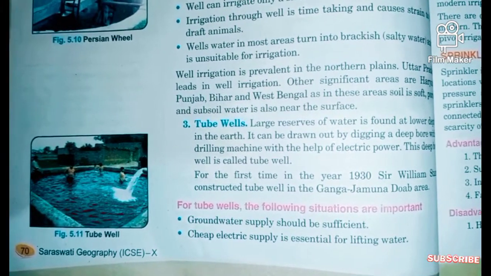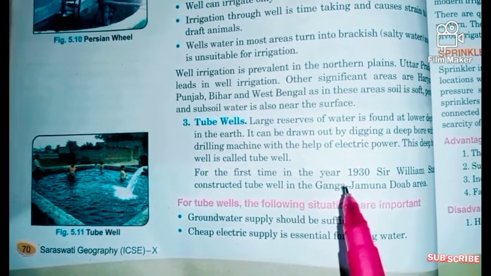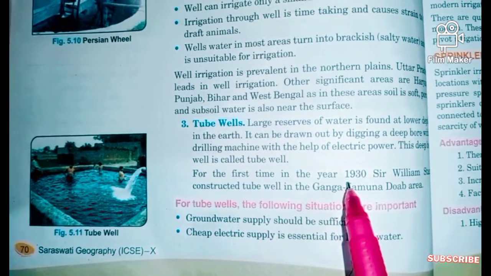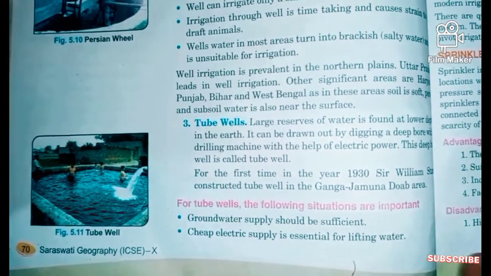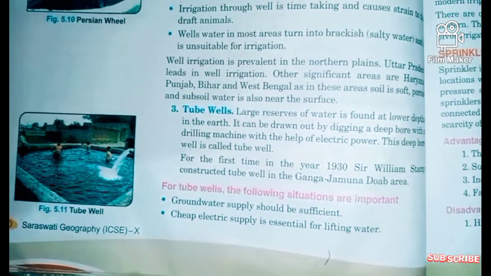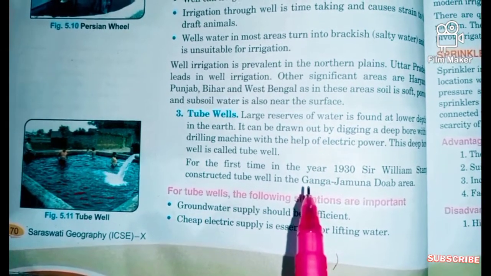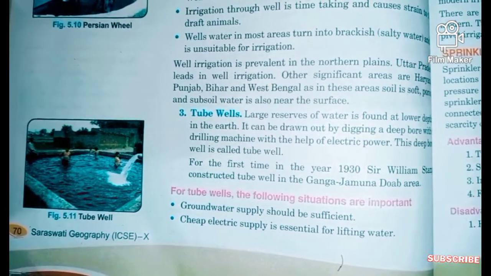We all know about it, and mostly we use it in our day-to-day life. The first tube well or bore well was attempted in 1930 by Sir William Stamp, and he tried to construct it in the area of Ganga and Jamuna Doab, where there is soft soil.